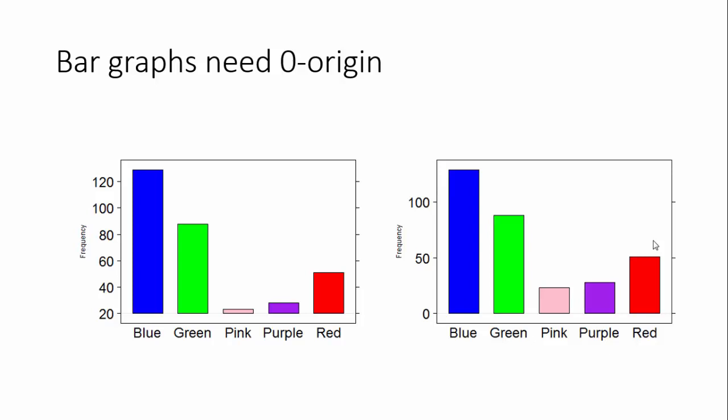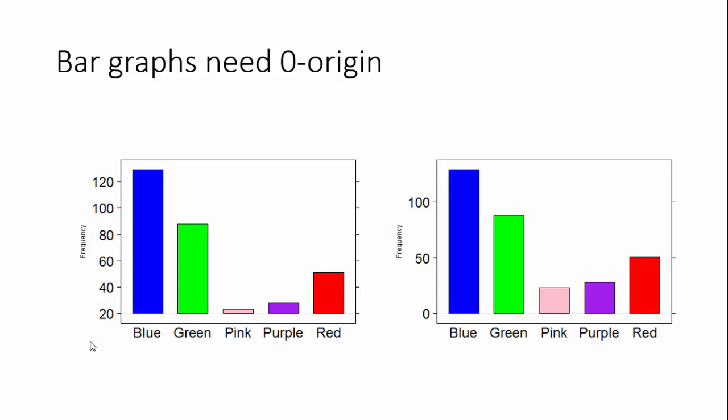Another thing that can go wrong is using a bar graph with a non-zero bottom. So on the left, I had to pick the 5 biggest colors: blue, green, pink, purple, and red. And what I've done is I've actually started at 20, and you notice the base of the y-axis is at 20, and this changes things.